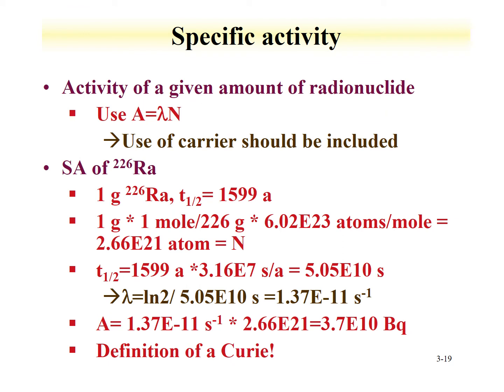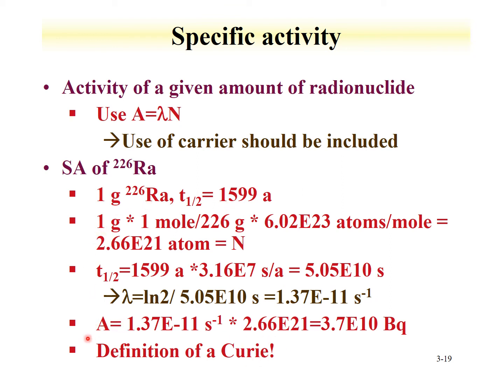Another term that's often used in radiochemistry is specific activity. And this is the activity of a given amount of radionuclide. So suppose you use activity equals lambda N, but it really defines how much of a mass or a concentration or a given amount of a radionuclide gives off a certain activity. So the specific activity is listed here, SA of radium-226. We've already described that. So 1 gram of radium-226, the half-life here, we go through the calculation, is equal to 3.7 times 10 to the 10th becquerels. Everything is listed here.